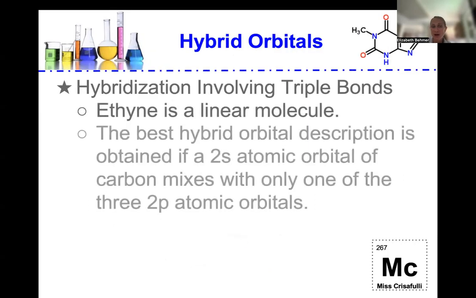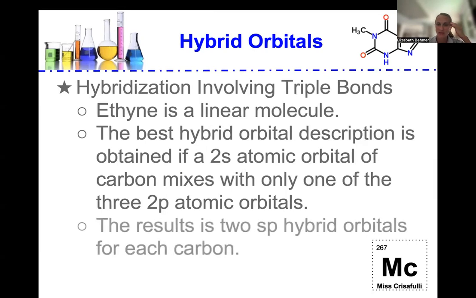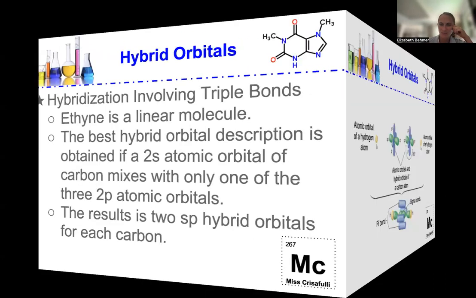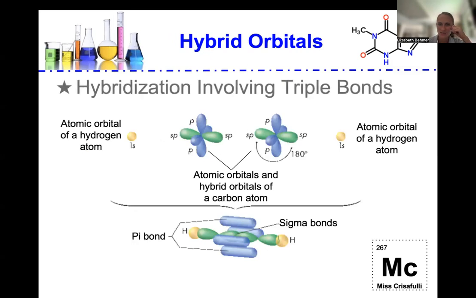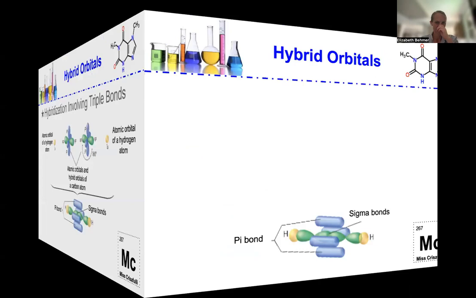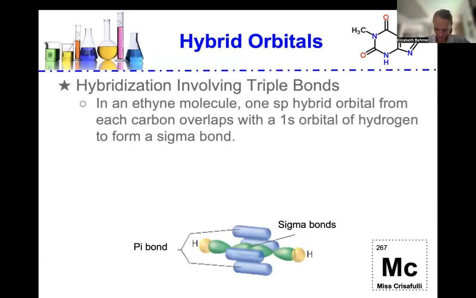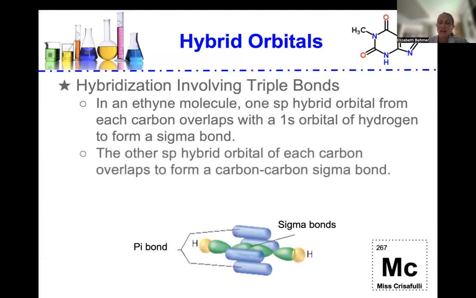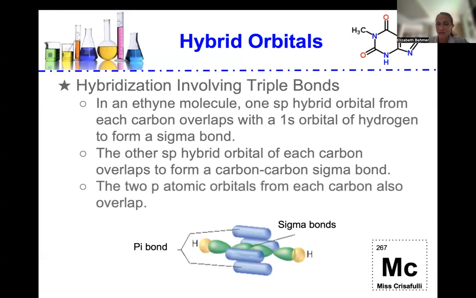Ethine is a linear molecule, and the best hybrid orbital description is obtained if a 2s atomic orbital of carbon mixes with only one of the 3 2p atomic orbitals, and the result is 2 sp hybrid orbitals for each carbon. You can see that here. In an ethine molecule, 1 sp hybrid orbital from each carbon overlaps with a 1s orbital of a hydrogen to form a sigma bond, and the other sp hybrid orbital of each carbon will overlap to form a carbon-carbon sigma bond. So then the 2p atomic orbitals from each carbon also overlap.